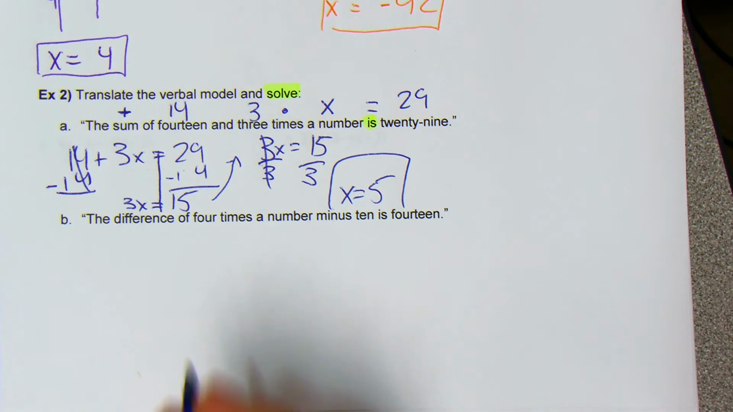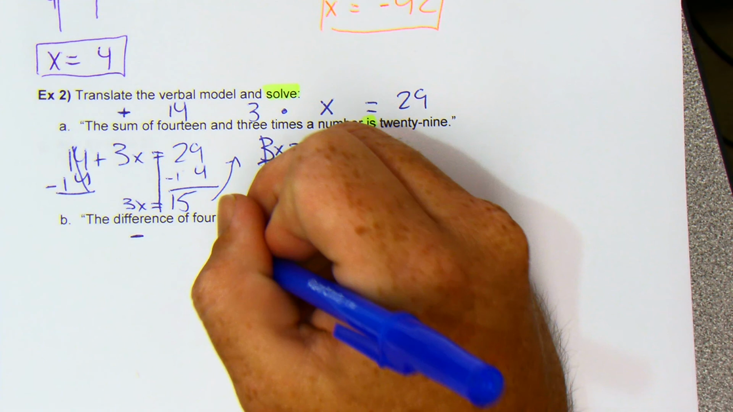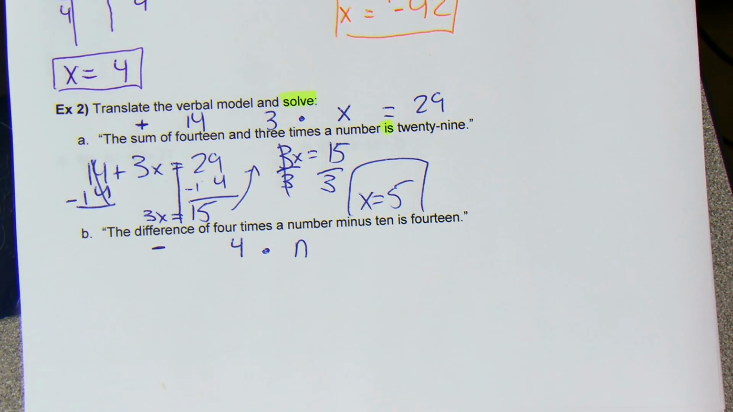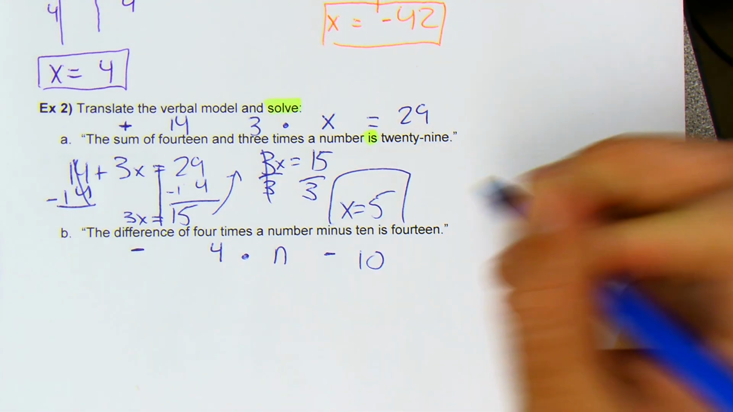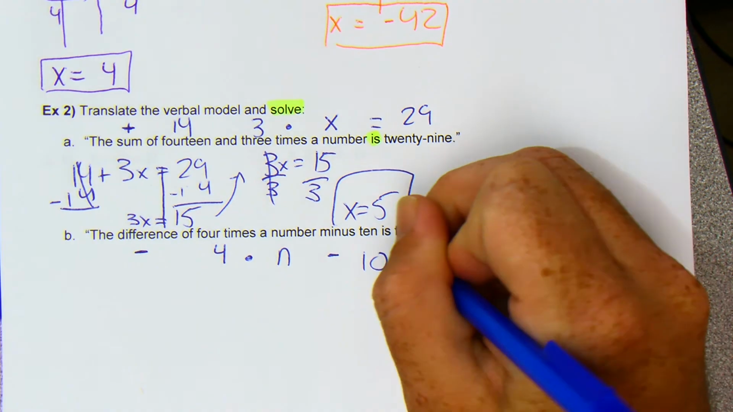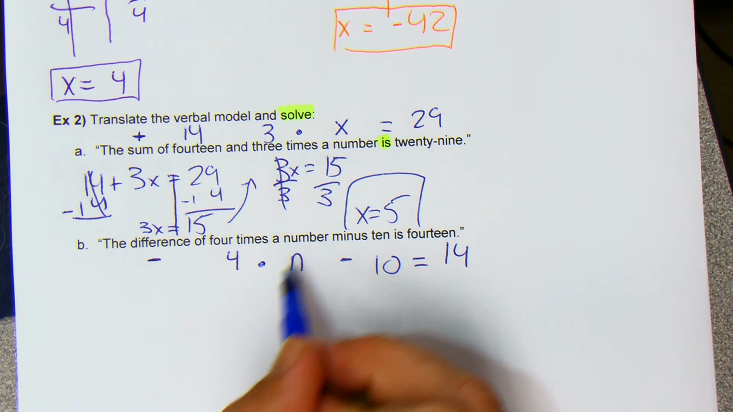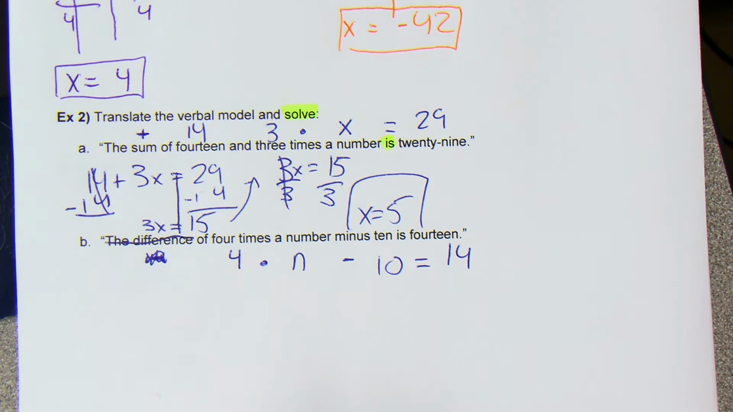All right. So it says the difference. If we go back to our notes, we'd notice the difference means minus. So the difference of 4 times a number. So 4 times, let's use n this time to be a little different, 4 times a number minus 10 equals 14. We don't really need to have the difference if it already says minus. Let's just cross that out. We don't need it if it already says 4 times a number minus 10 is 14.